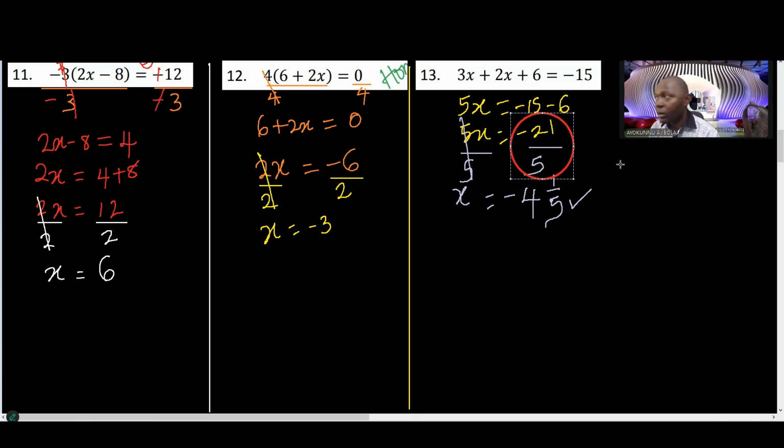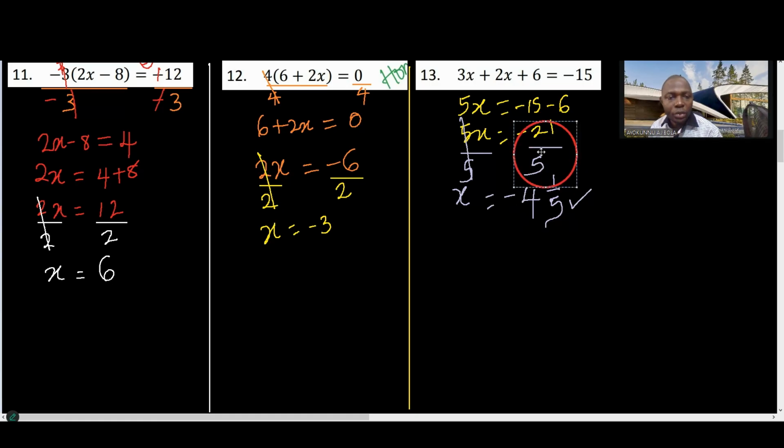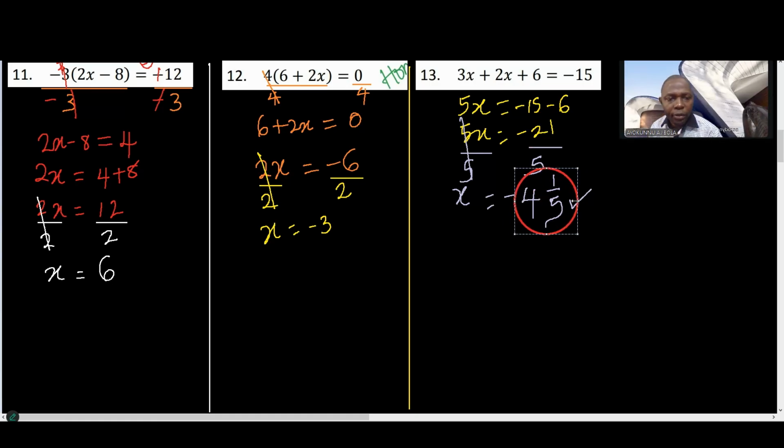Say it again, please. Minus 21 over 5. That's the answer, but is it a proper fraction or improper fraction? It's an improper fraction. So how do you change it to a mixed number? By dividing. Okay, that was what I did. So do you understand where the 4 came from? Tell me.